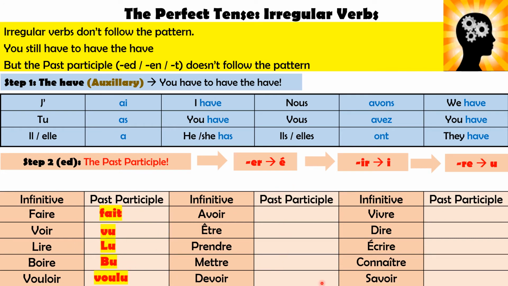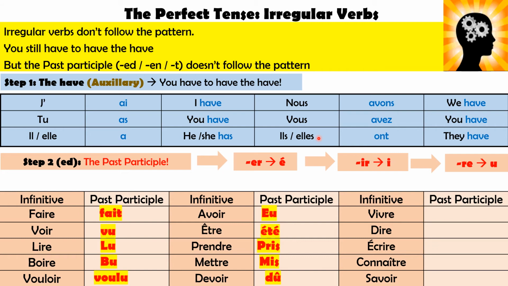Then our next one, keep the rhyme going. Avoir, être, prendre, mettre, and devoir changes to eu, été, pris, mis, dû. Voilà. So put the whole thing together. Fait, vu, lu, bu, voulu, eu, été, pris, mis, dû.